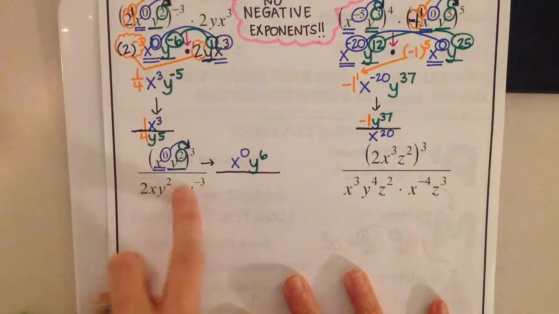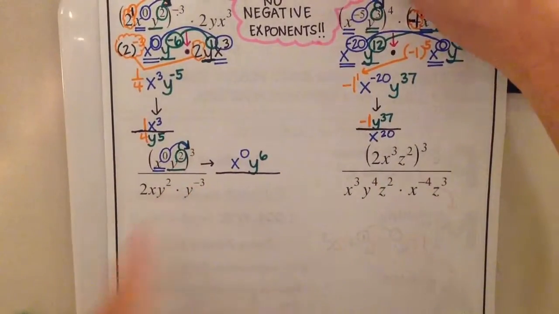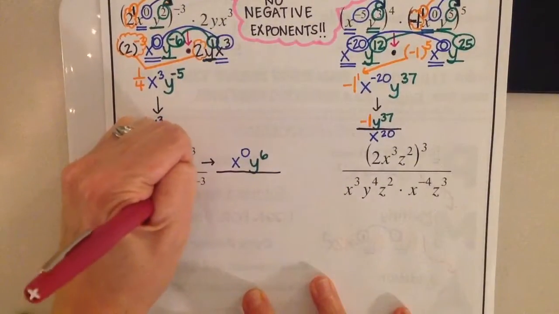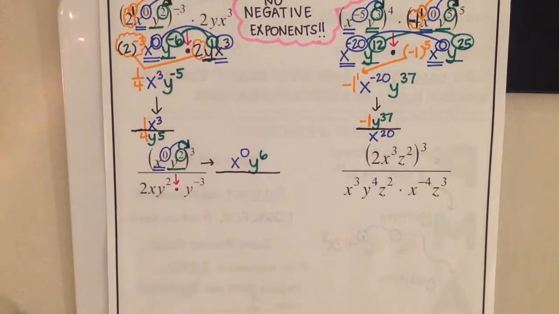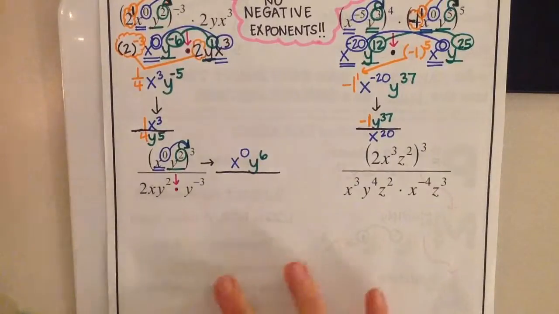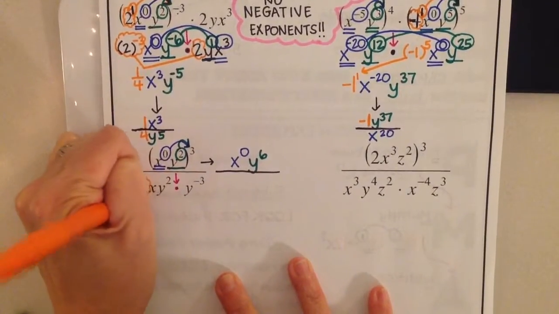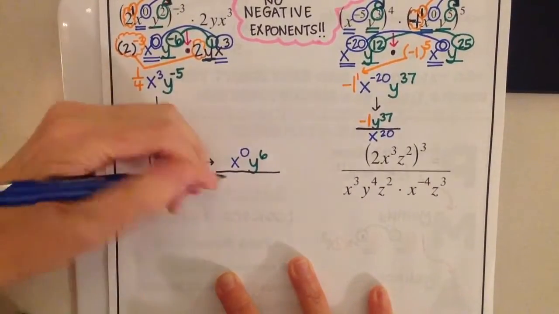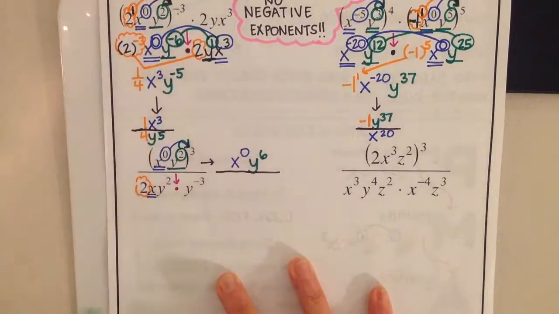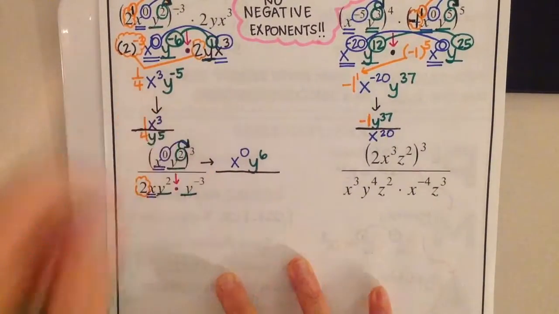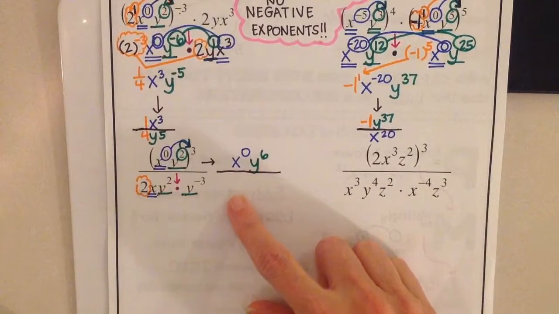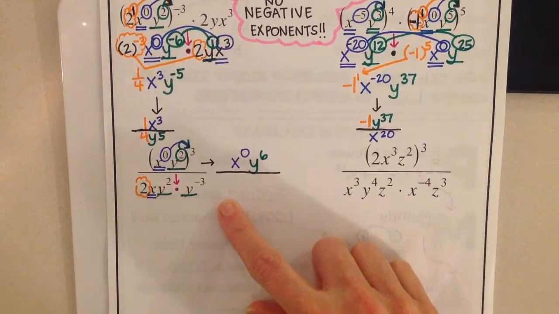Do we have a power rule? No, but I do see multiplication, so we are going to take care of that in the denominator. Okay, so let's identify our bases. I see a 2 here, I see an x here, and then I see a y here and here. Okay, so let's see what happens.